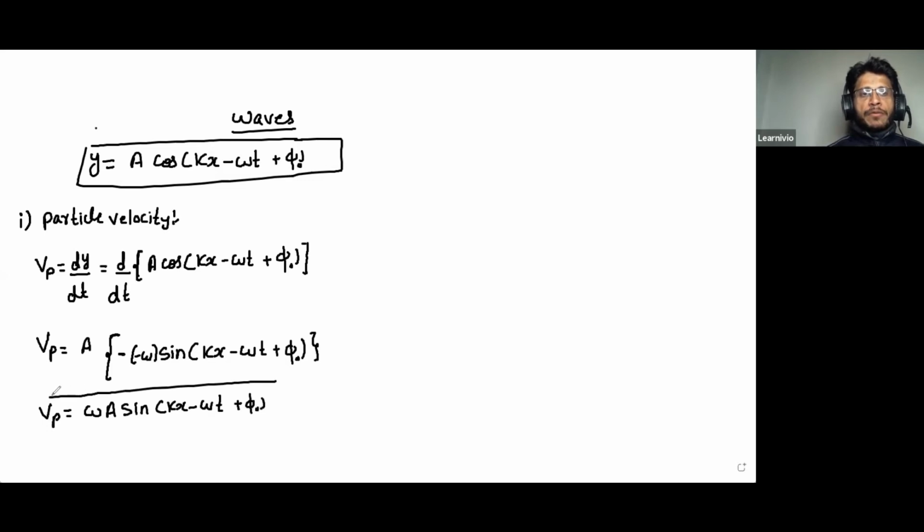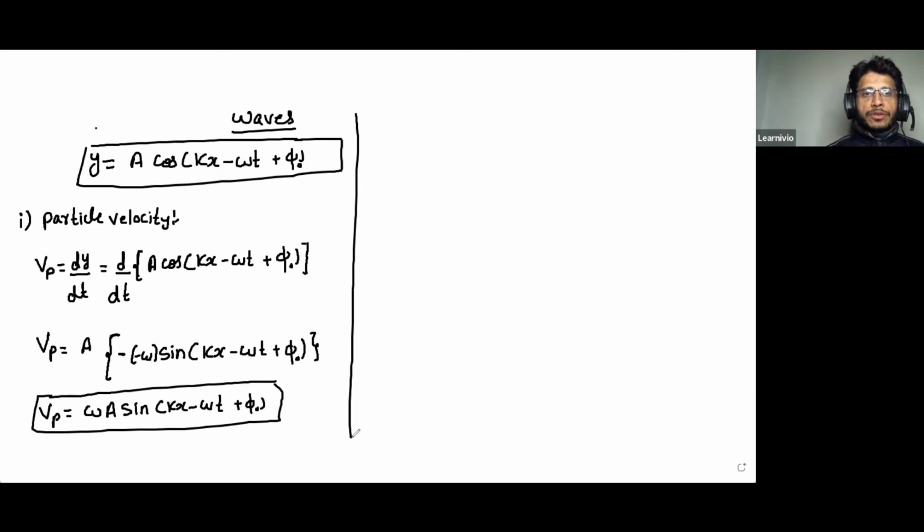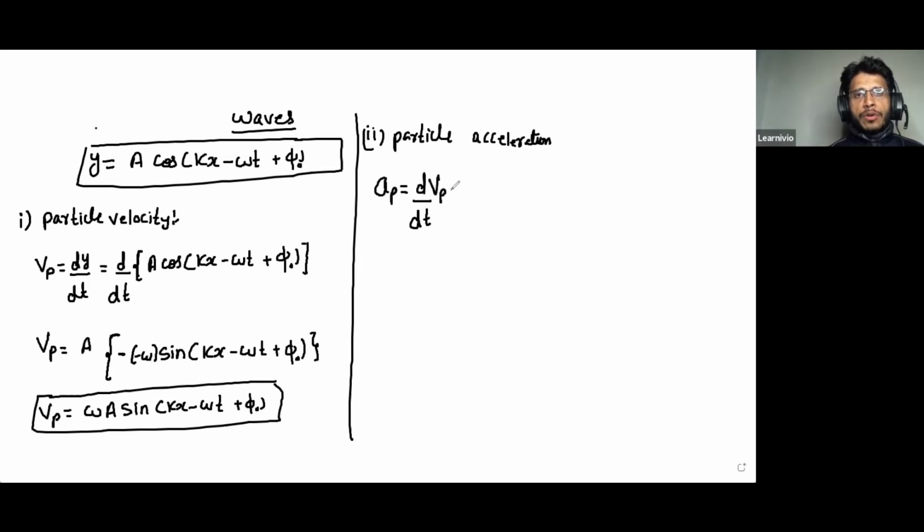This expression of particle velocity will depend on which expression of displacement you are using. Instead of cos, if you are using the expression of displacement in terms of sine, then your particle velocity will come in terms of cos. That's particle velocity. After particle velocity, you can have particle acceleration, the acceleration with which the particles of your medium oscillate. Your particle acceleration is just the rate of change, d over dt, of particle velocity.